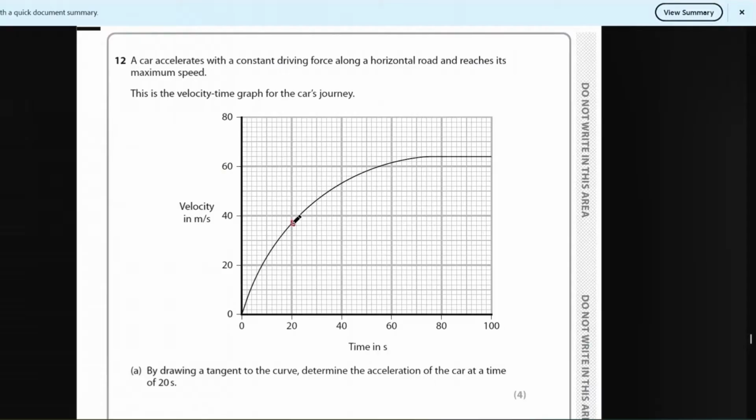So we need to determine the acceleration of the car when the time is 20 seconds. This is where it is on the graph at 20 seconds. We need to determine the acceleration at this point. Since this is a velocity time graph, the gradient of a velocity time graph gives acceleration. We need to find the gradient of the graph at 20 seconds. And since this is a curve at 20 seconds, we need to draw a tangent line first.